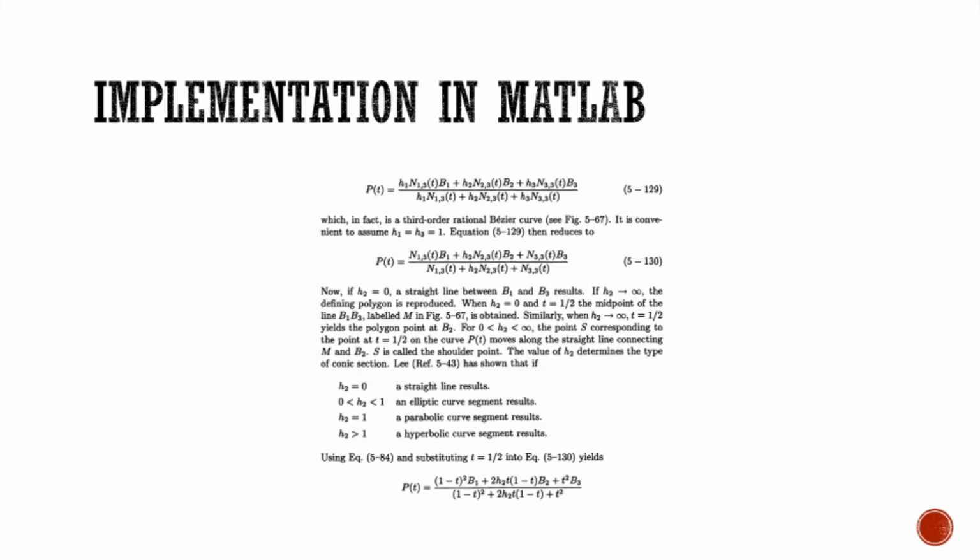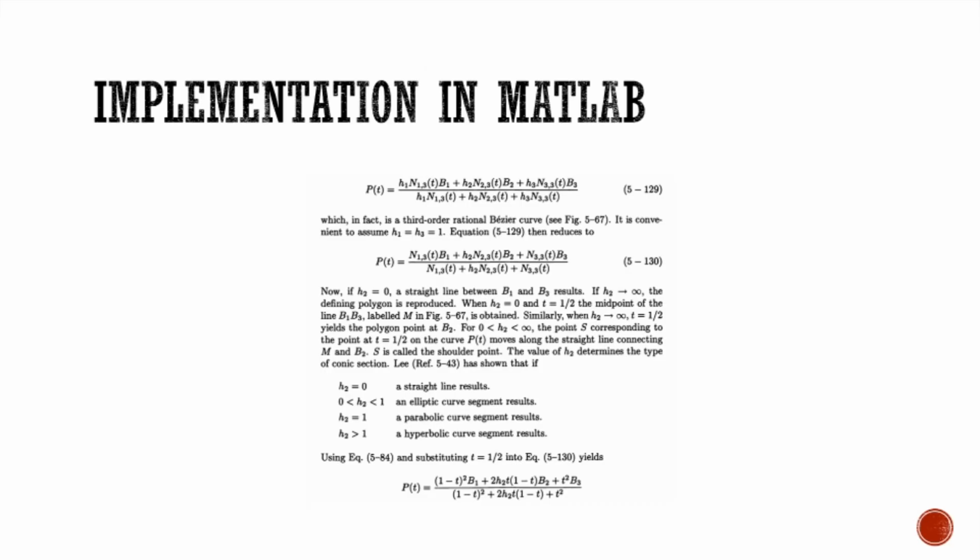If h2 is infinity, the definition polygon is reproduced. When h2 equal to 0 and t equal to 1 by 2, the midpoint of b1 and b2 is labeled m, and at t equal to 1 by 2 on the curve, P of t moves along the straight line connecting m and b2. S is called the shoulder point.